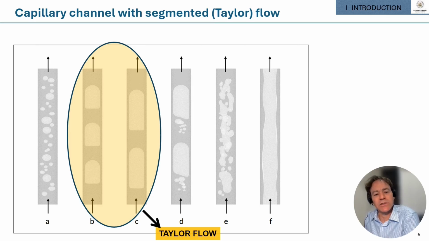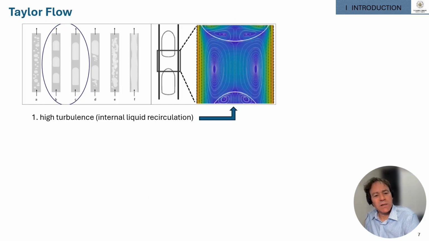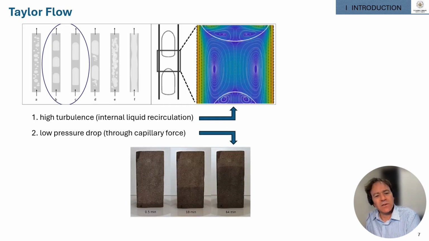Now, why is that interesting? That's interesting for two reasons. The first one is that this specific flow regime creates high turbulence. The liquid is recirculating in these slugs. That is because it flows through the channel, and on the side walls there's some resistance, so you get an internal vortex that creates a very high turbulence. The second is that it has a relatively low pressure drop, and this is because of the capillary force.